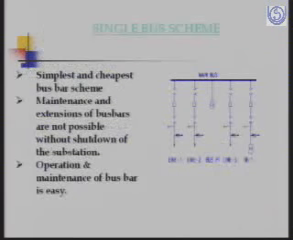The bus can be in a single bus scheme. There are various schemes available for the bus bar. It may be a single bus, it may be a double bus, it may be a single bus with sectionalizer, it can be a double and main transfer bus, depending upon the importance of the substation, the safety and reliability required. The single bus scheme is the simplest and cheapest bus bar scheme. Maintenance and extension of bus bars are not possible without shutdown of the substation, and operation and maintenance of the bus bar is easy, however. So in the rural areas, mostly single bus scheme is being used.